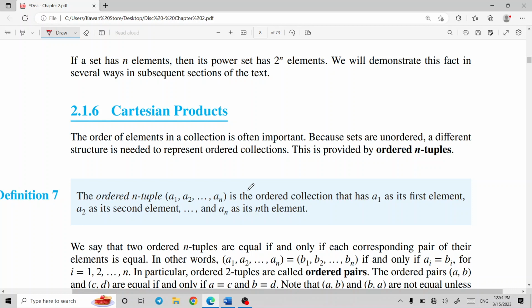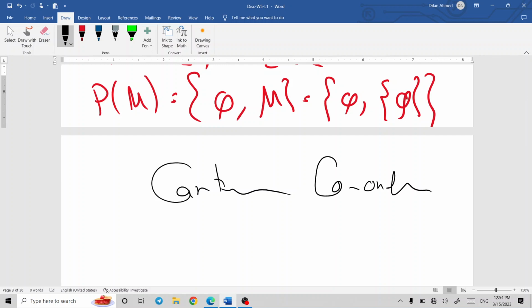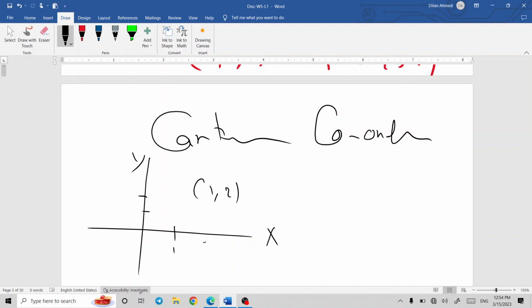Clear, dears? Okay, now we have a Cartesian coordinate. We heard about coordinates in calculus: we have polar coordinates and Cartesian coordinates. Here we have only Cartesian coordinates. If I have x and y, I have a Cartesian coordinate between x and y. We say the point is (1, 2), meaning here's 1, here's 2. Am I right? So the first location is for the first set, the second location for the second set.